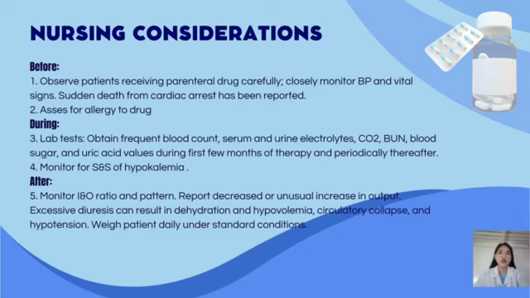So we should obtain frequent blood count, serum and urine electrolytes, carbon dioxide, BUN, blood sugar, and uric acid values during the first few months of the therapy and periodically thereafter. We should also monitor for signs and symptoms of hypokalemia. After that, we should also monitor I and O ratio and pattern, report decreased or unusual increase in the output, and we should also note that excessive diuresis can result in dehydration and hypovolemia, circulatory collapse, and hypotension. We should also weigh the patient daily under the standard conditions.